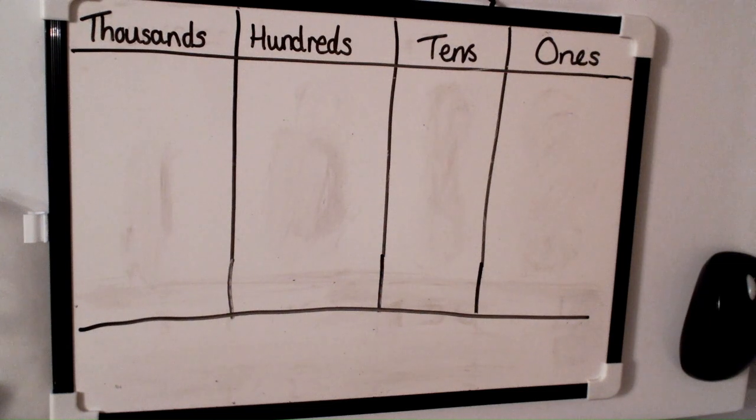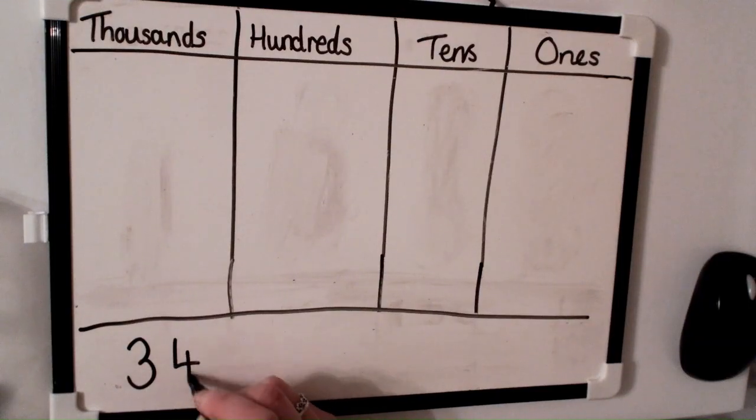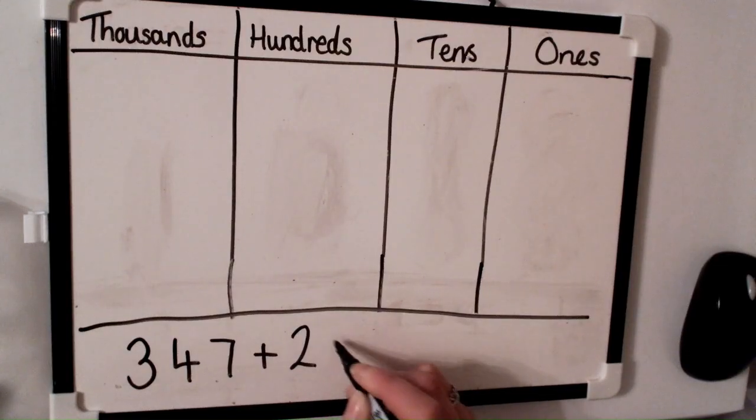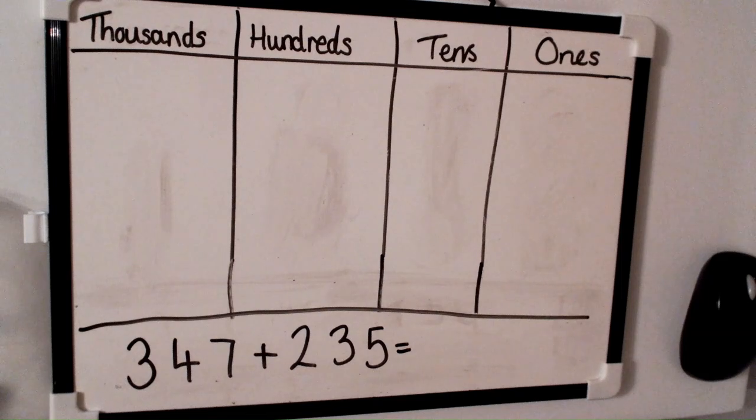So the first stage of addition is the concrete stage. And at the concrete stage, we use real objects to represent the numbers. Now I'm going to solve the calculation 347 add 235. And today I'm going to use place value counters, which we use often in school, and a place value chart. Now this is a typical calculation used in year 3.